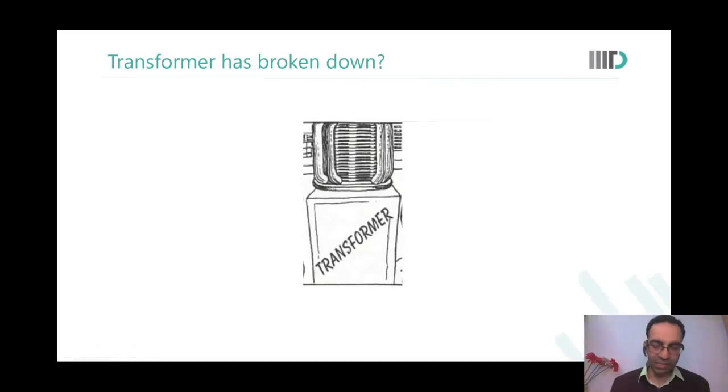Another example, a real life problem. There's this transformer which has broken down, and you want to replace the transformer. You want to correct it. Now, the problem is that the electrician cannot climb up. There is no space on this platform where the electrician could go up and mend it. So this transformer needs to be brought to the ground level.